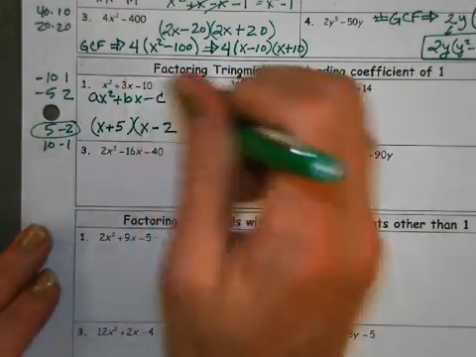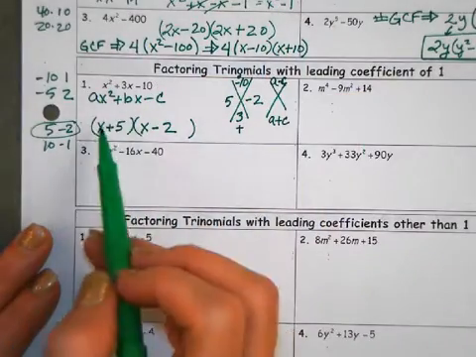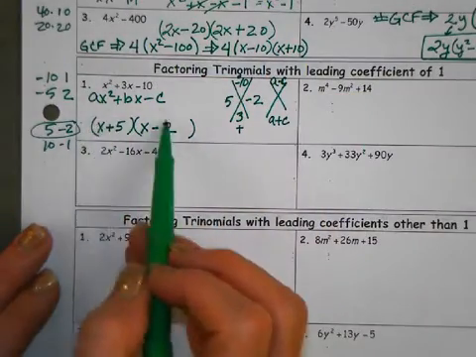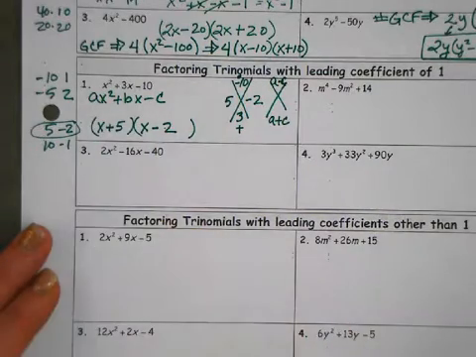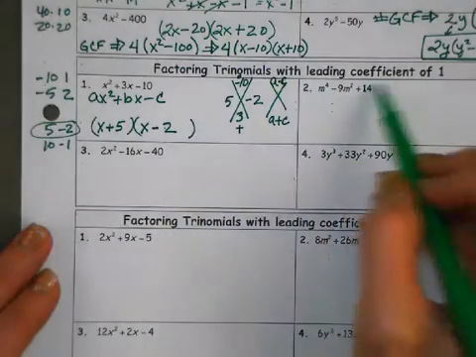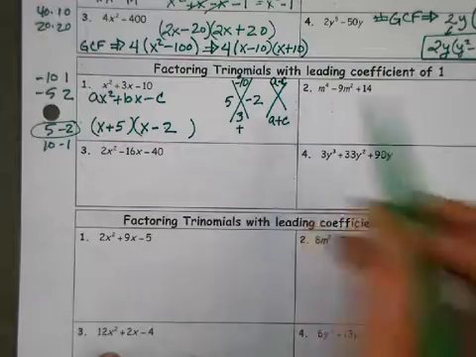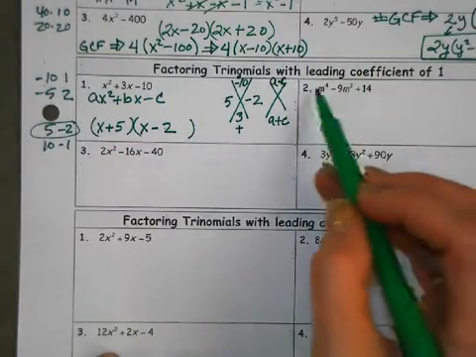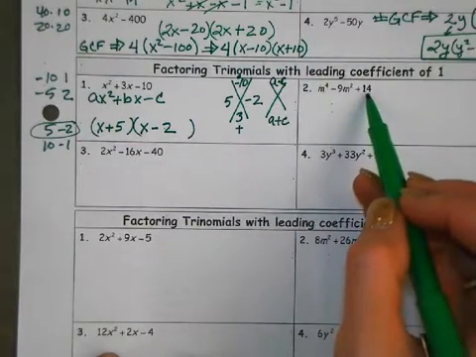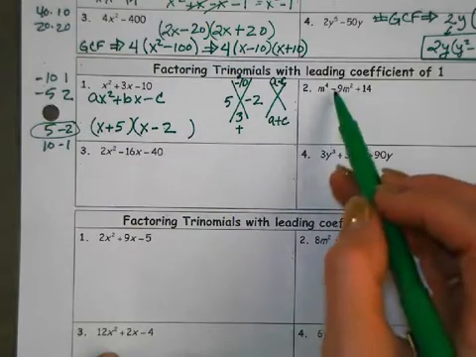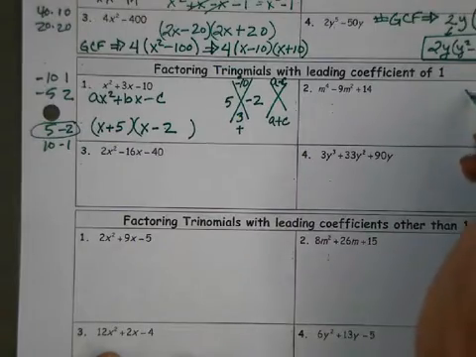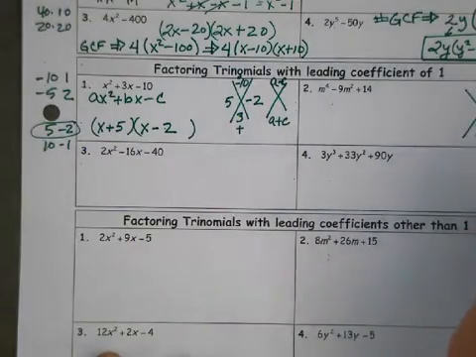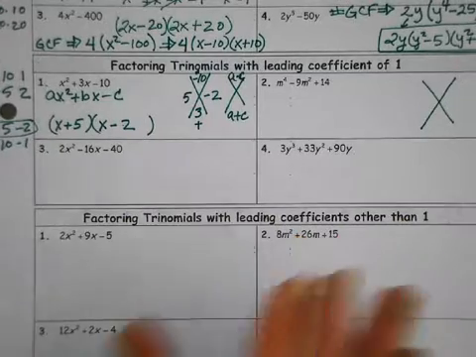So if I would actually distribute that out, I should get that answer. That'd be x squared, that'd be a minus 2x, that'd be a plus 5x, and that'd be a negative 10. And so when you add that together, that would be the case. Okay? So when you're factoring trinomials with a leading coefficient of 1, you can find the numbers that when multiplied together you get this value, your c, and when you add them you get your b. Does that make sense? Okay? So see if you can try number 2 on your own.